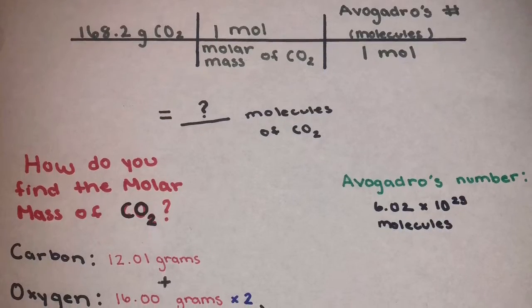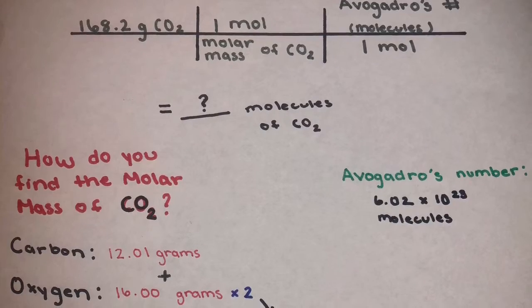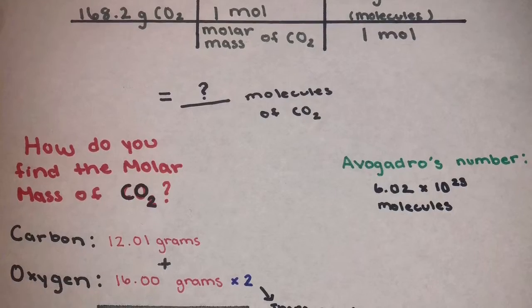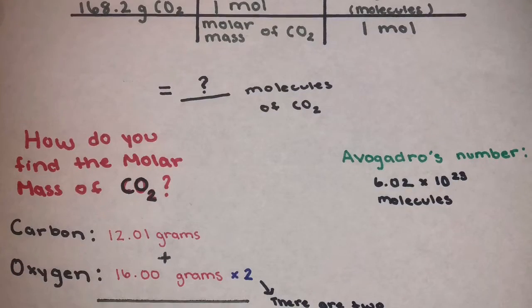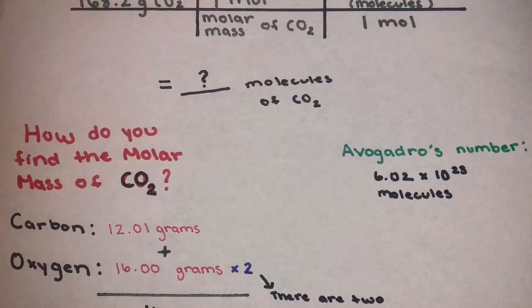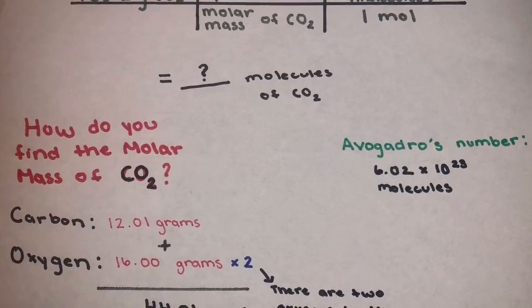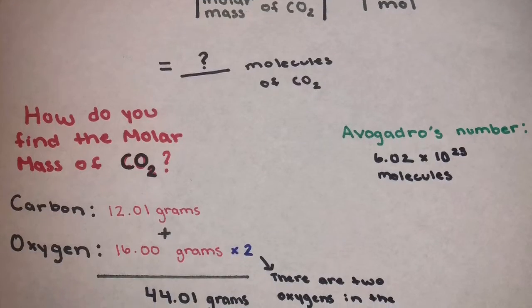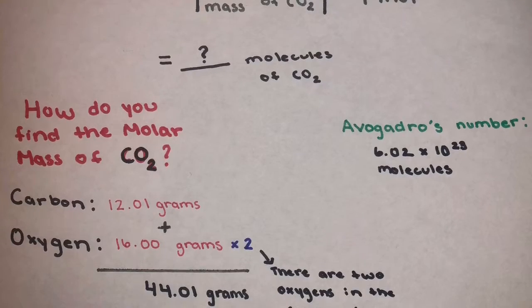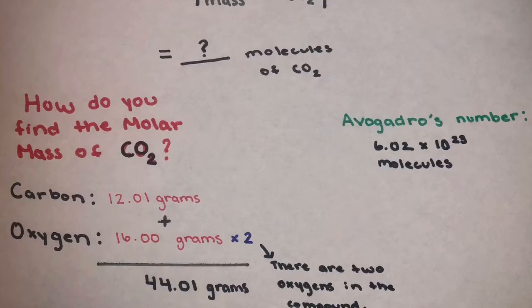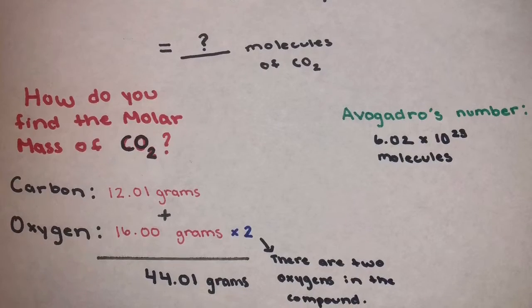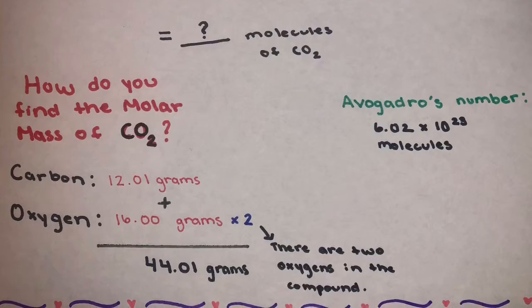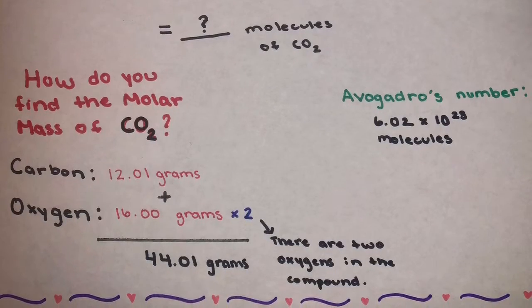How do you find the molar mass, you may ask? The mass of carbon is 12.01 grams. The mass of oxygen is 16 grams. But in CO2, we have 2 oxygens, so we have to multiply 16 times 2, and add the 2 together. So our total is 44.01 grams, and that is our molar mass. So now we have our molar mass. So that cancels out. So now we have to put 1 mole on the top and 1 mole on the bottom in order to cancel the grams out. And now we have to use Avogadro's number. Remember when I told you 6.02 times 10 to the 23rd? We need it now.